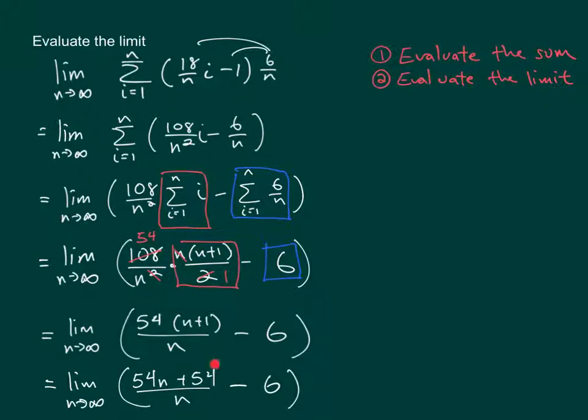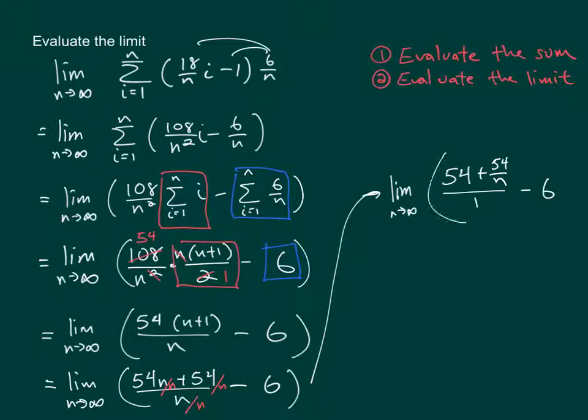Now with this first term, we can divide each term by n in the top and the bottom. And that is a completely legal thing to do. And that limit will turn into something that looks like this. We will have the limit as n approaches infinity of 54, because these n's, if we divide each term by n, n divided by n cancels out. But the next part will be plus 54 over n, and the denominator will be 1 minus 6.